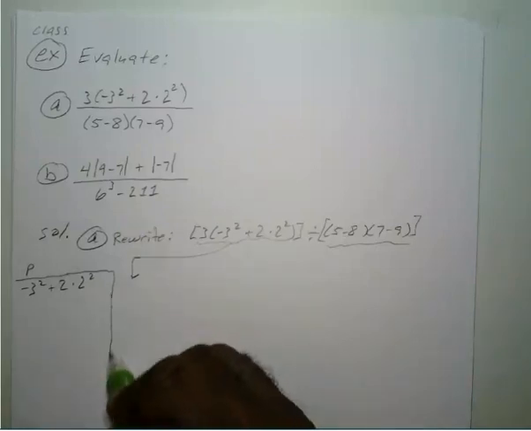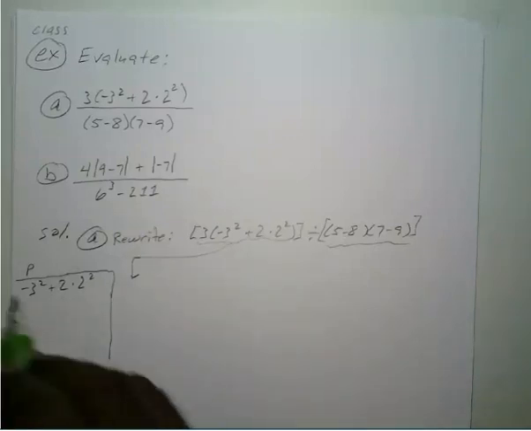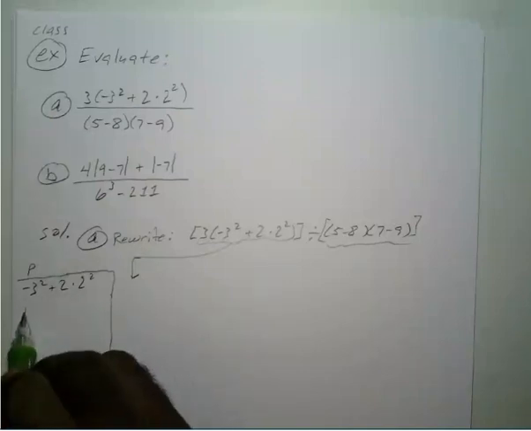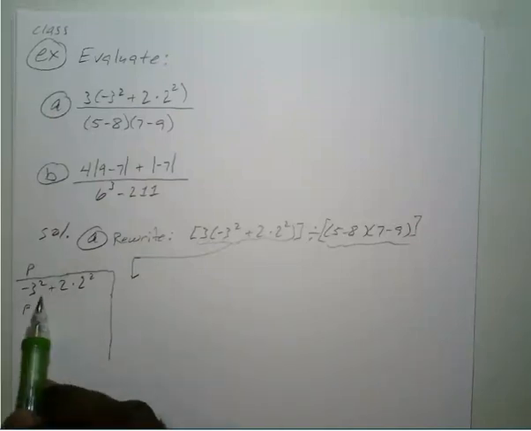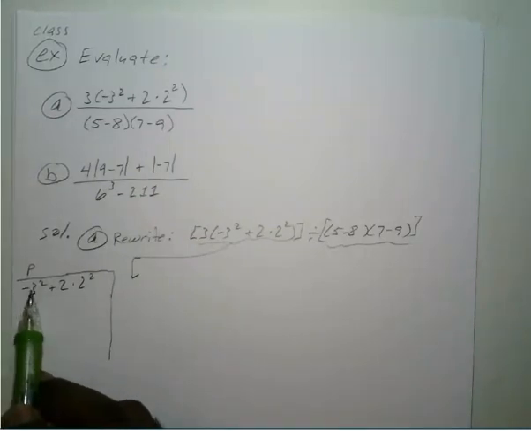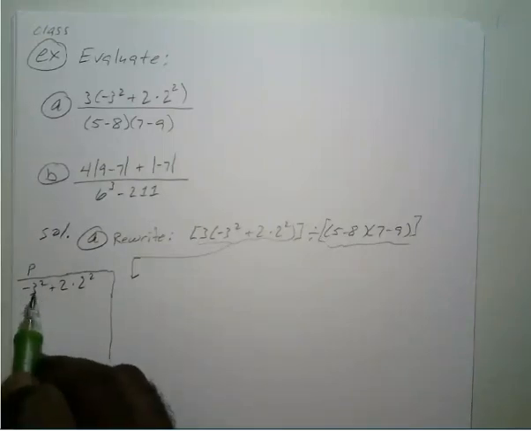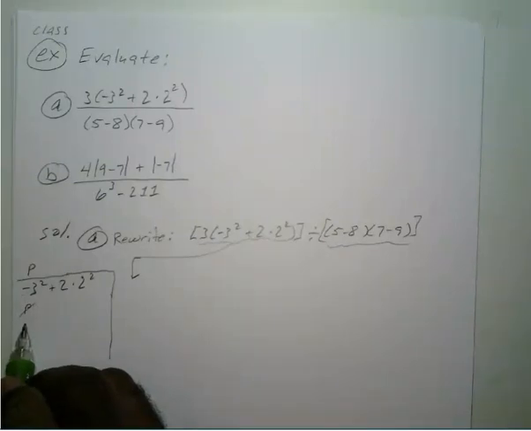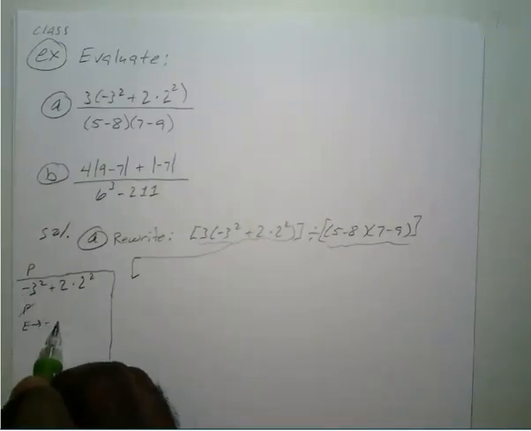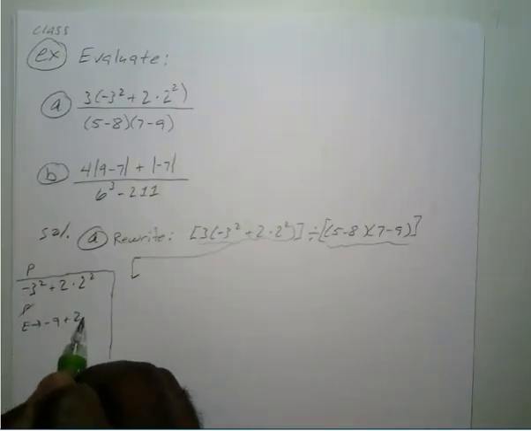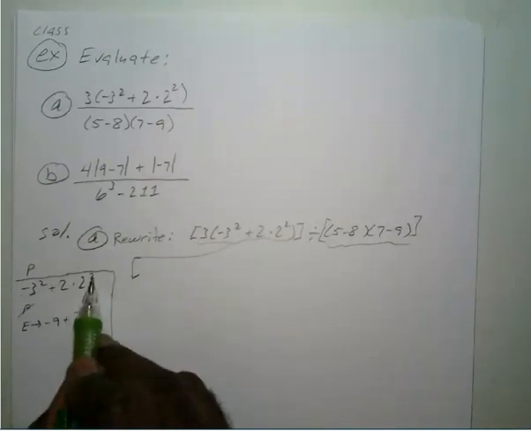Okay, now inside of here we do our same order of operations. We don't have any more parentheses. Okay, we do have exponents, so we have 3 squared. Remember, a negative 3 squared without the parentheses is like saying negative 1 times 3 squared. So negative 1 times 3 squared is negative 1 times 9, which is negative 9. Plus 2 times, and 2 squared is 2 times 2, which is 4.